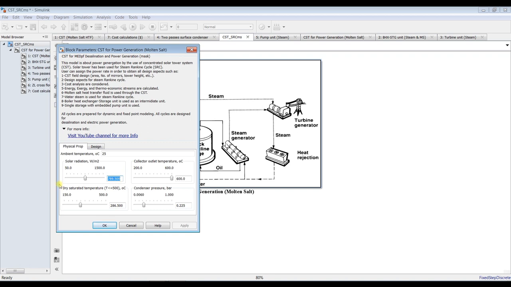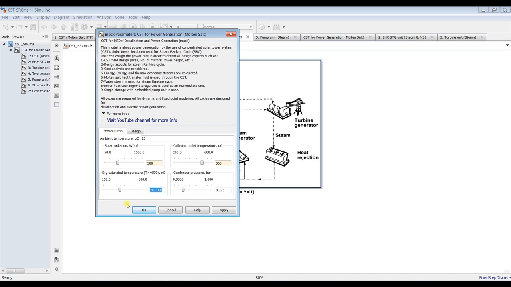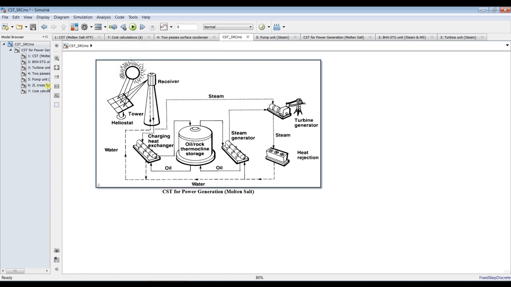You can deal with solar radiation as a specific value or dynamic value, suppose it's 500. For the collector outlet temperature for molten salt, I recommend 550, 600, something like this. Suppose it's 500 degrees Celsius. Your dry saturated temperature, as a bridge stage before the turbine units, suppose it's 300 degrees Celsius. For condenser pressure, let's go for 0.3 bars. This is our main input, so hit OK, or let's go inside.